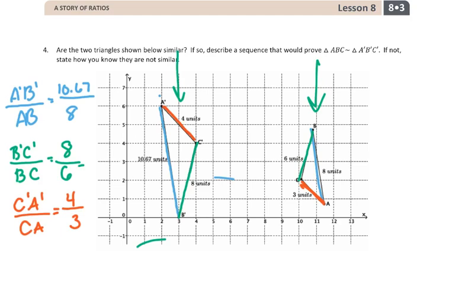Looking at this, A prime, B prime was 10.67 units, 10 and 67 hundredths units, and AB was 8 units. When we divide those on the calculator, we get approximately 1 1/3. I know there are some numbers after a few threes, but we are going to assume that that's close enough. When we reduce 8 over 6, we get approximately 1.3 repeating. It would be 1 1/3. And the same thing here, 1.3 repeating.